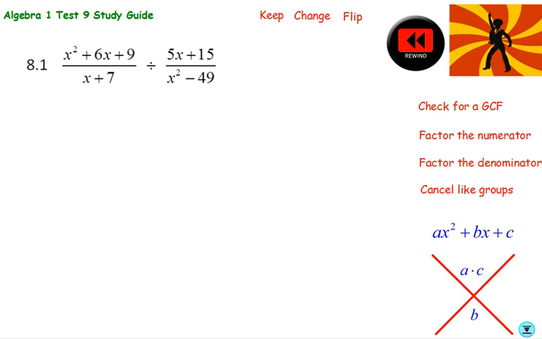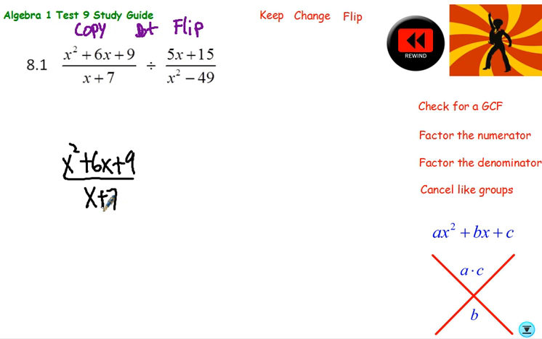So 8.1, so we got another division problem. So we're going to do our keep, change, flip, copy, dot, flip, whatever you want to say. And so what we're going to say is that that first fraction will stay the same. We're going to change that to multiplication. So let's rewrite it first. Keeping this one the same, x squared plus 6x plus 9 over x plus 7.